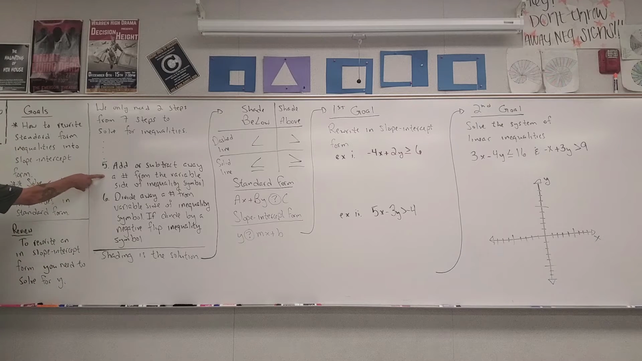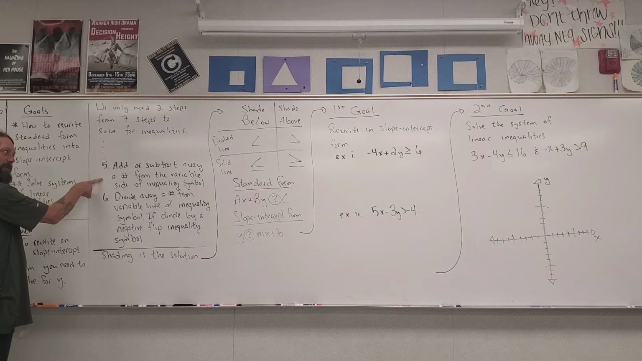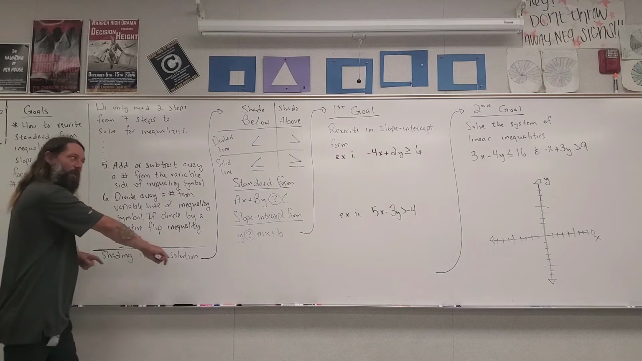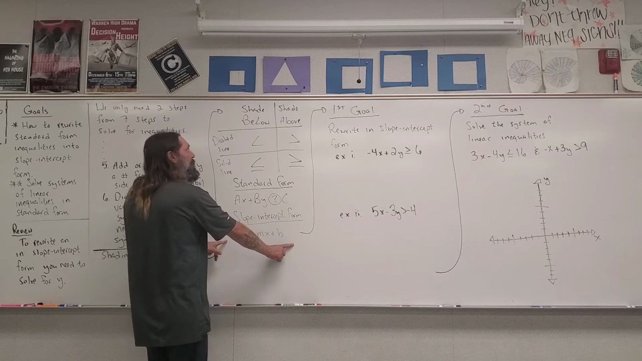Step 5 to review is to add or subtract away a number from the variable side of the inequality symbol. It's a slight variation for this. And step 6, divide away a number from the variable side of the inequality symbol. If you divide by a negative, remember that we must flip the inequality symbol. Again, there's a slight variation to these 2 steps when turning standard form into slope-intercept form.